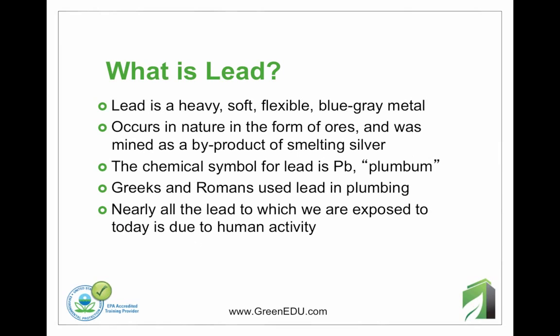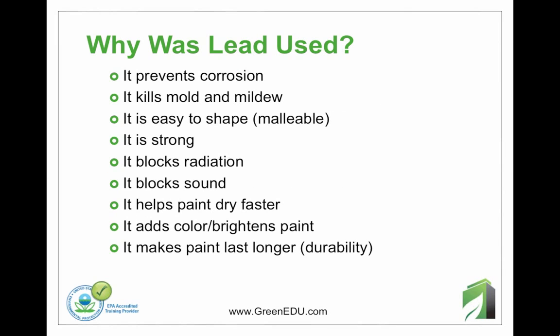All right. When it comes down to lead being in our world, nearly all of the lead which we are exposed to is due to human activity. It obviously didn't just end with the Romans. If we go to the next slide, we can see all the various uses that lead as a metal is used for. Well, lead prevents corrosion. It's good for killing mold and mildew. And like we already said, for pipes, it's easy to shape, or it's malleable.